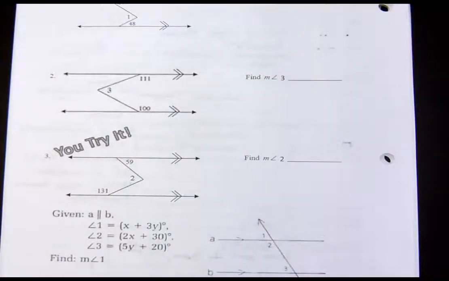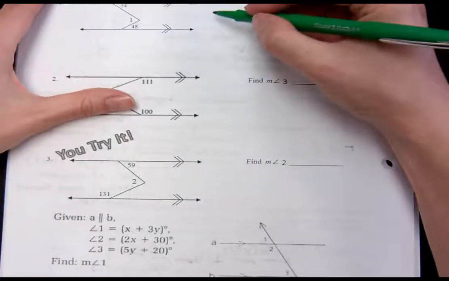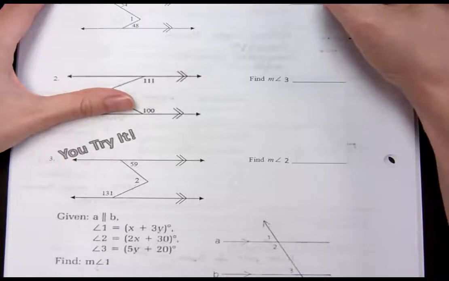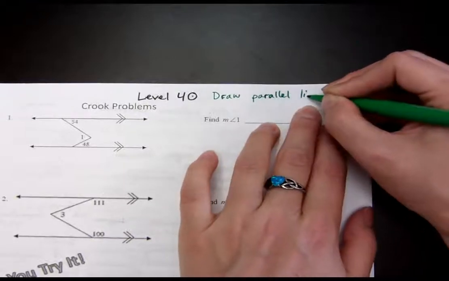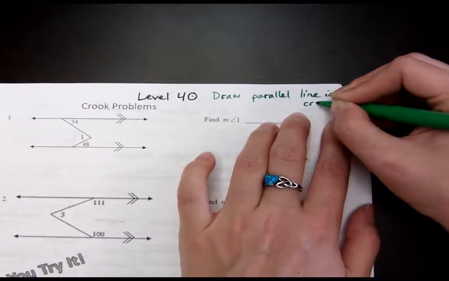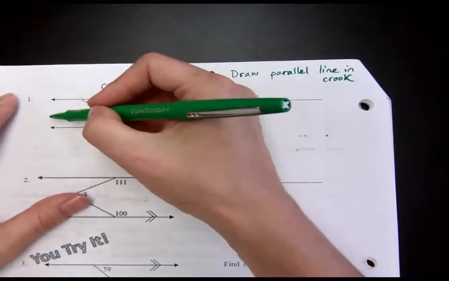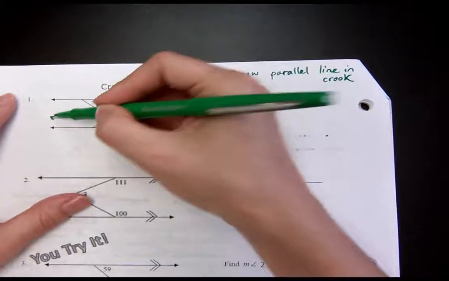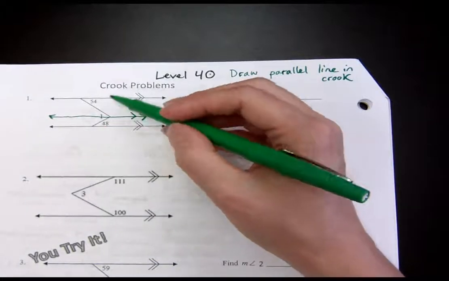Okay. So, crook problems. You solve crook problems by drawing a parallel line in the crook in the middle. So we're going to come in on each of these and just add our own parallel line in the middle. And that lets us use our angle pairs to figure out what these are.